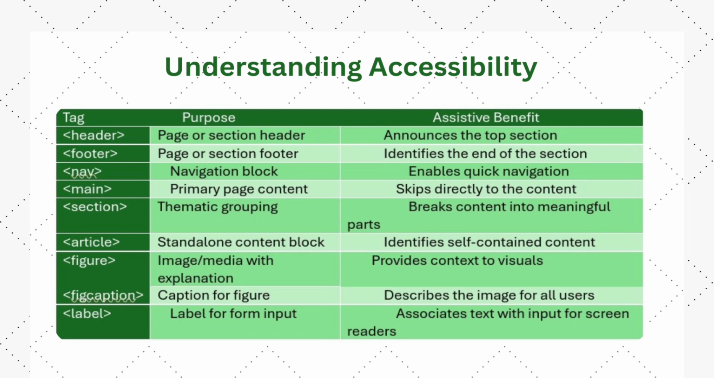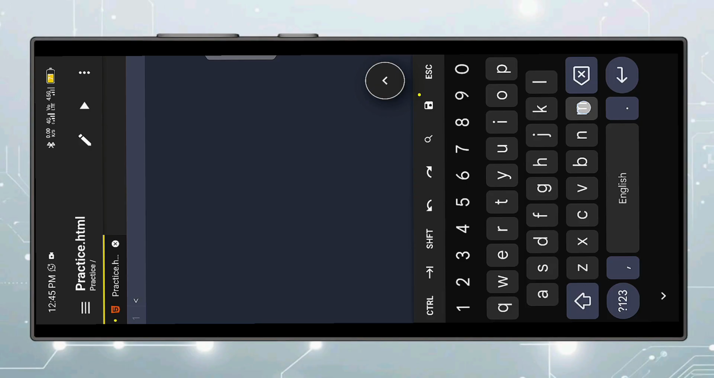The next one we'll be considering here is the main element. It's used to define the page's primary content, the most important information in the page. It lets screen readers skip directly to that particular content. Let me show you how it works practically on your Acode app. Main tag. So this is it.